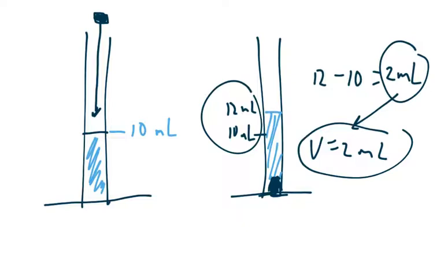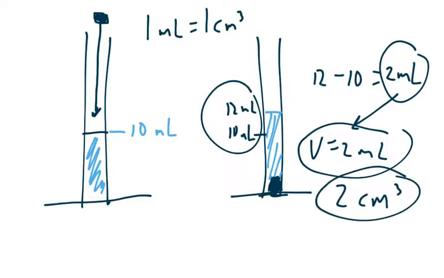Now, don't forget that a milliliter and a cubic centimeter are the same. So even though we're putting a solid object here and we're measuring in milliliters, we could say that the volume is also 2 cubic centimeters. So just keep that in mind.